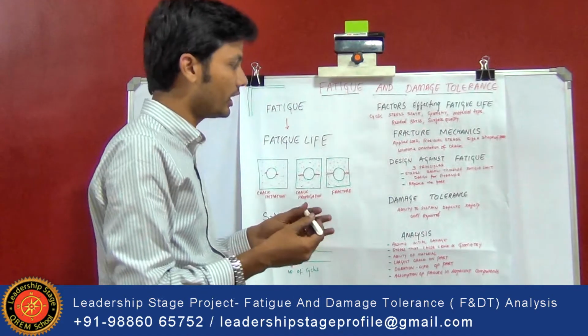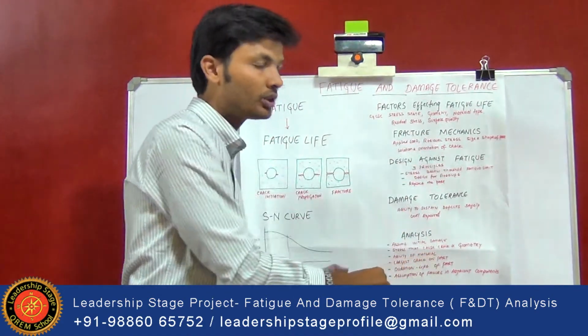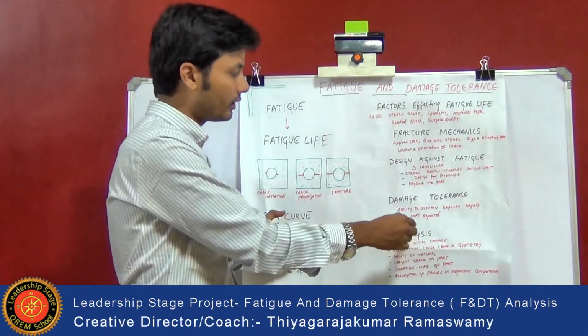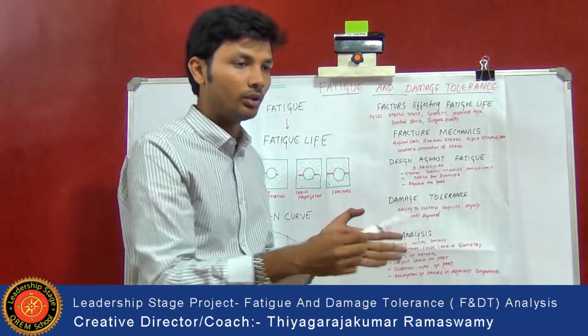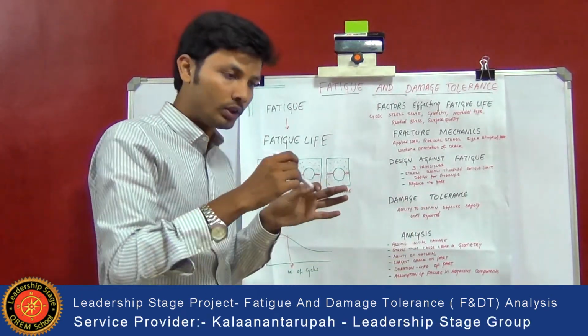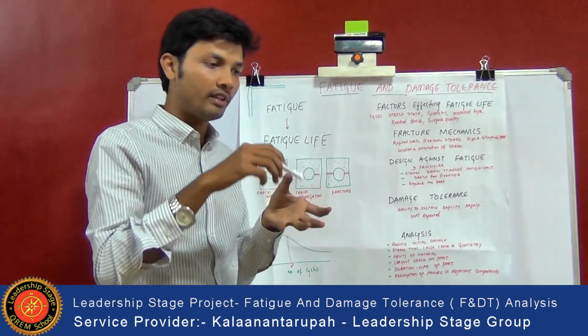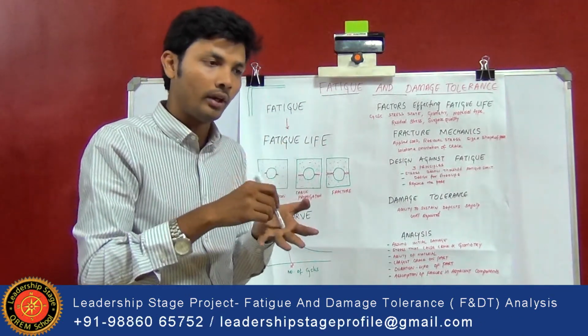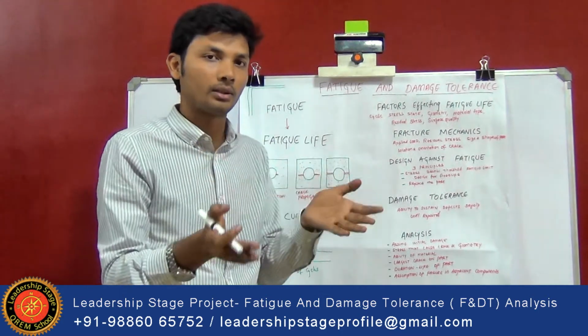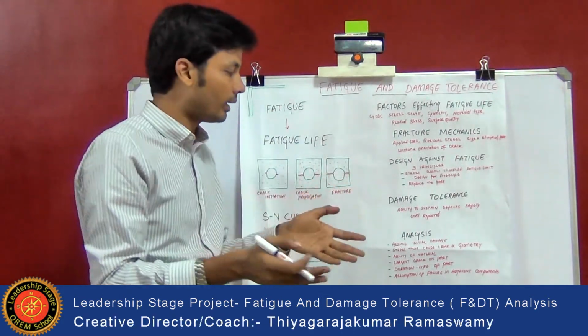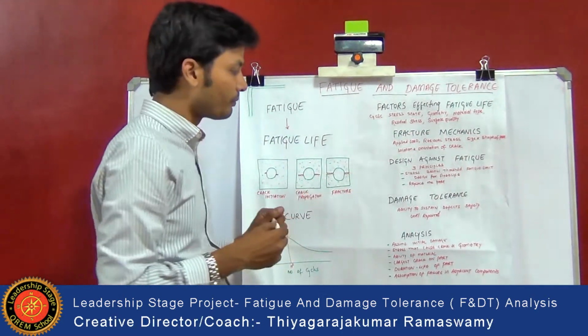But this is mainly used in aircraft. For example, damage tolerance is mainly used in the wings of the aircraft, where the whole structure of the wing is damage tolerant. So that if there is a failure at one point, it can be controlled by the other supports. That is where damage tolerance comes into consideration.